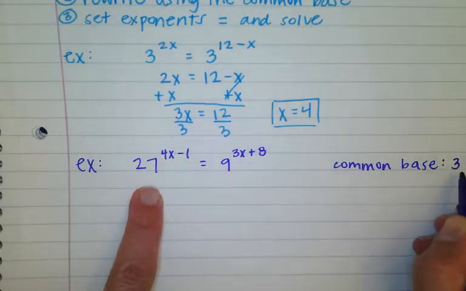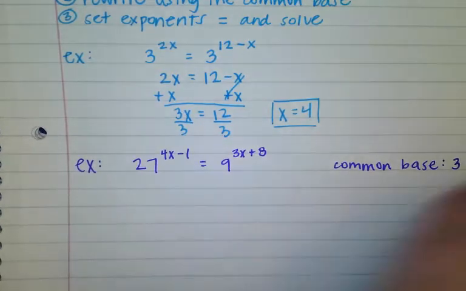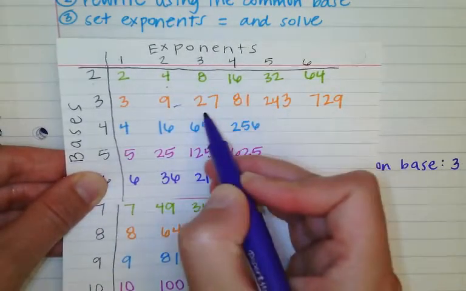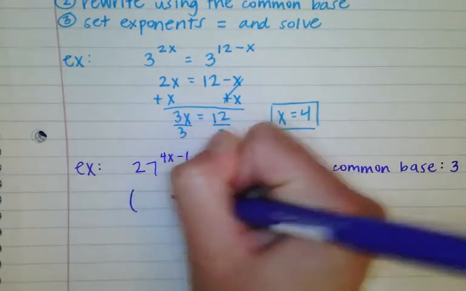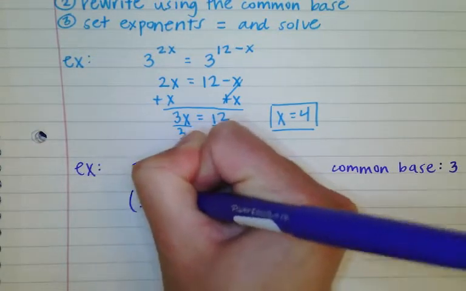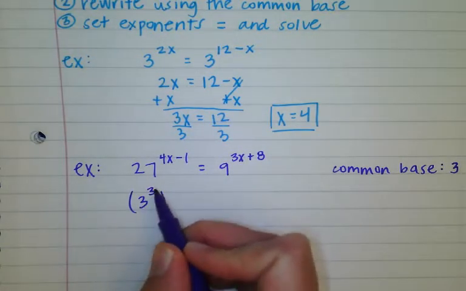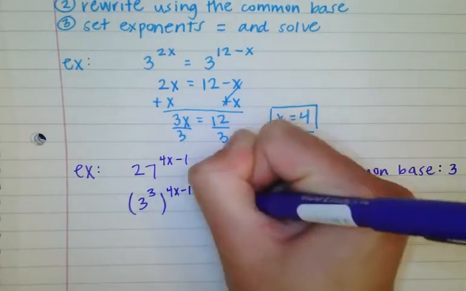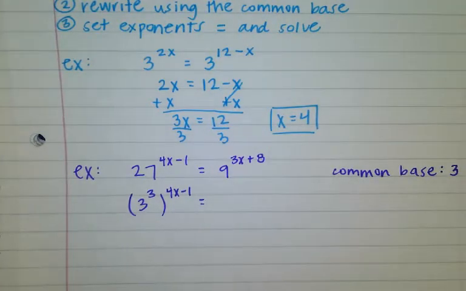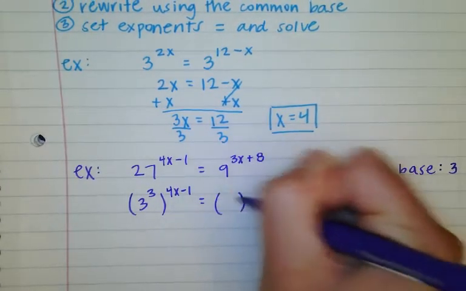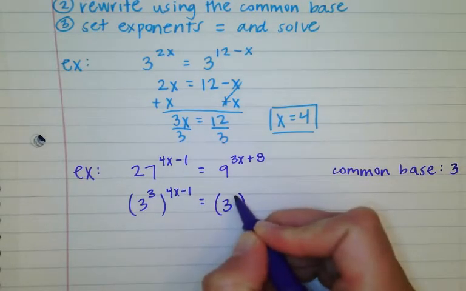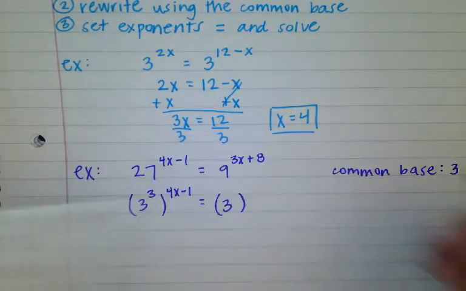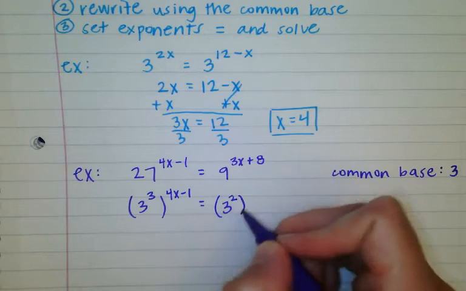So when the common base is 3, I need to think of 3 to what power makes 27? And the card will tell you that too. 3 to the third makes 27. So instead of writing 27, I'm going to write 3 to the third. I'm allowed to do that because it's the same as 27. The exponent doesn't change. On the right side, I have to think about the common base of 3. What power do I need to make 9? You probably know, but 3 squared is 9. So I'm going to rewrite the 9 as 3 squared.